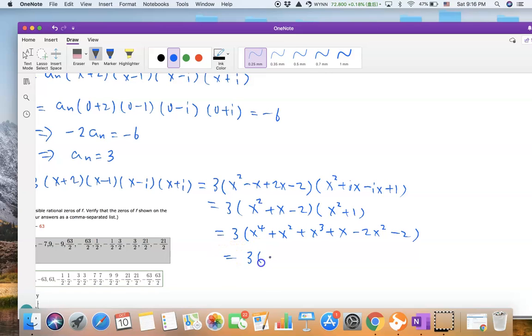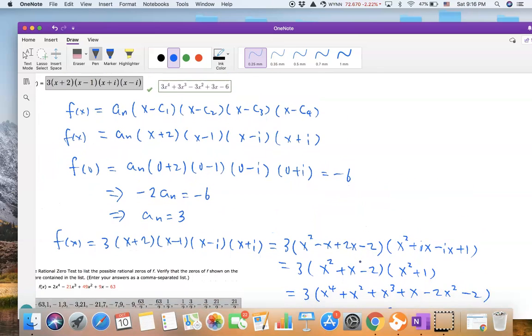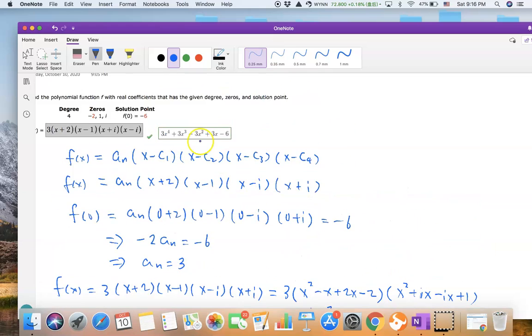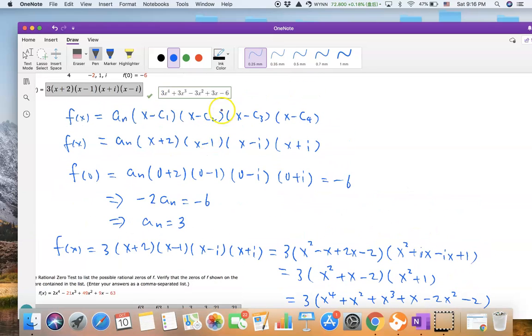And I combine the x squares. And then I distribute 3 into this polynomial. I will get exactly the same thing.